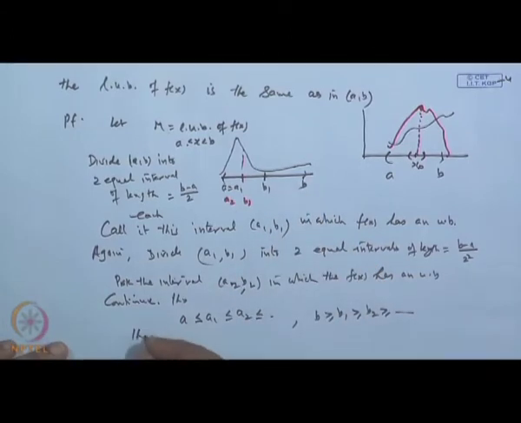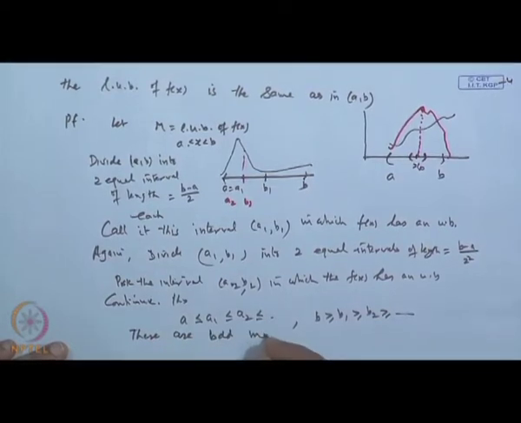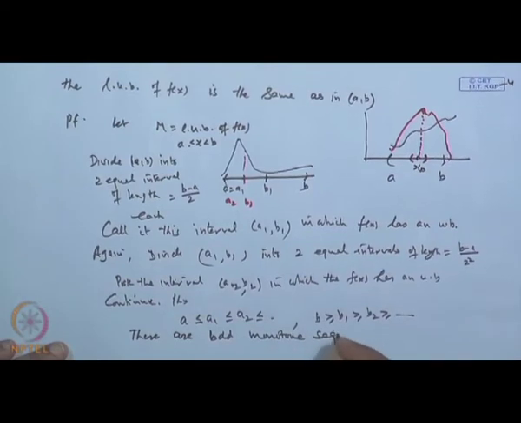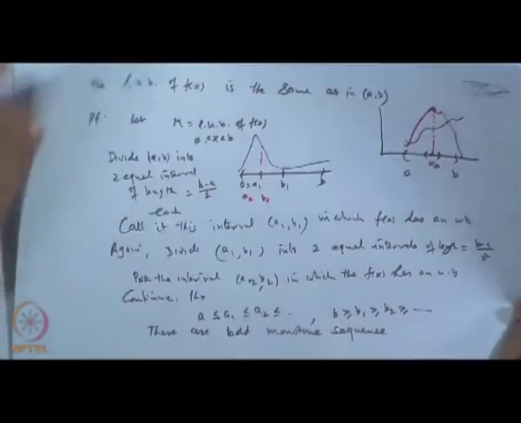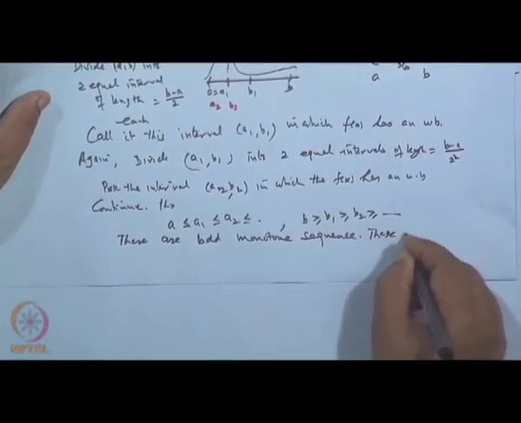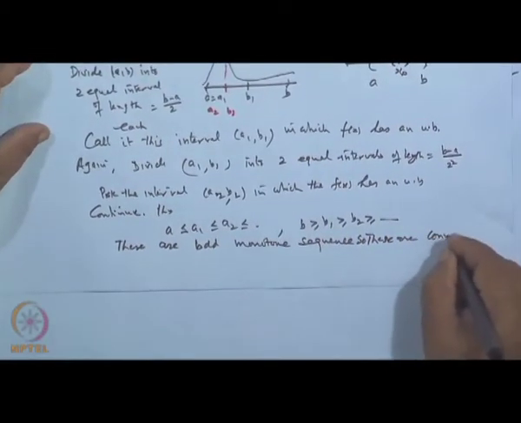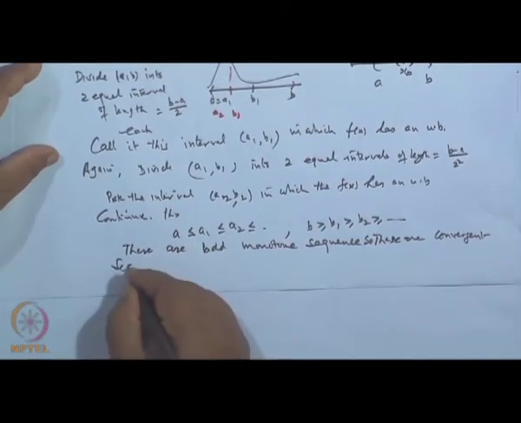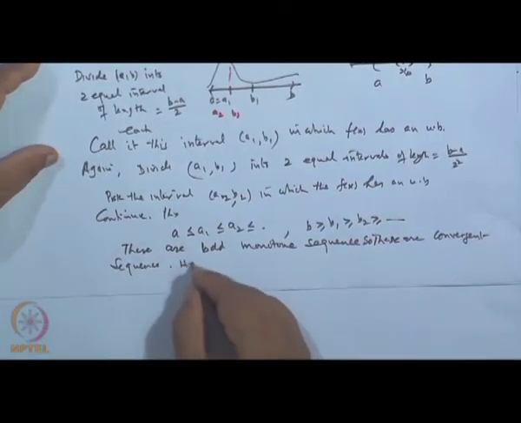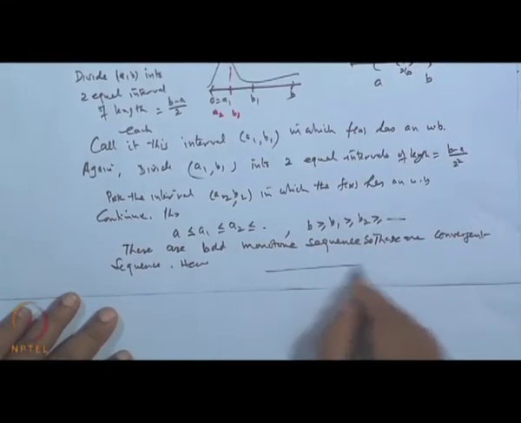So, these are bounded monotone sequences, and we know a bounded monotone sequence of real numbers converges. So, these are convergent sequences. Hence, a_n will converge to a point, b_n will converge as well. So, we get from here (a, b).